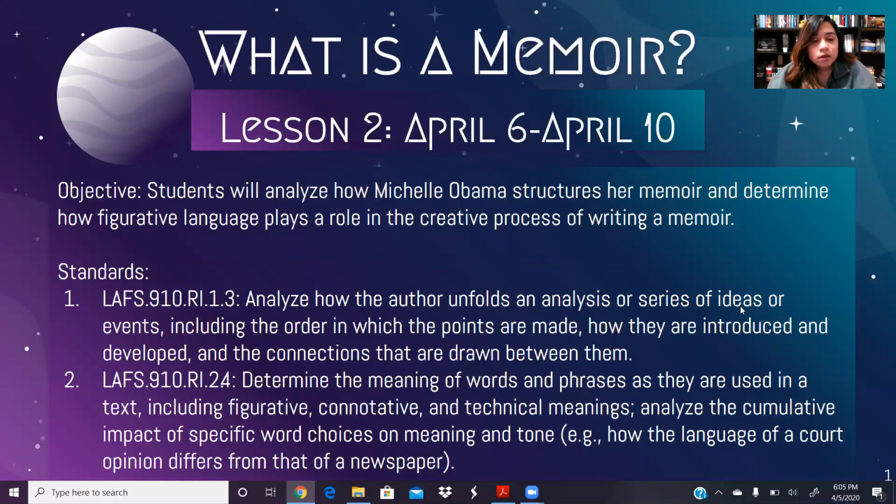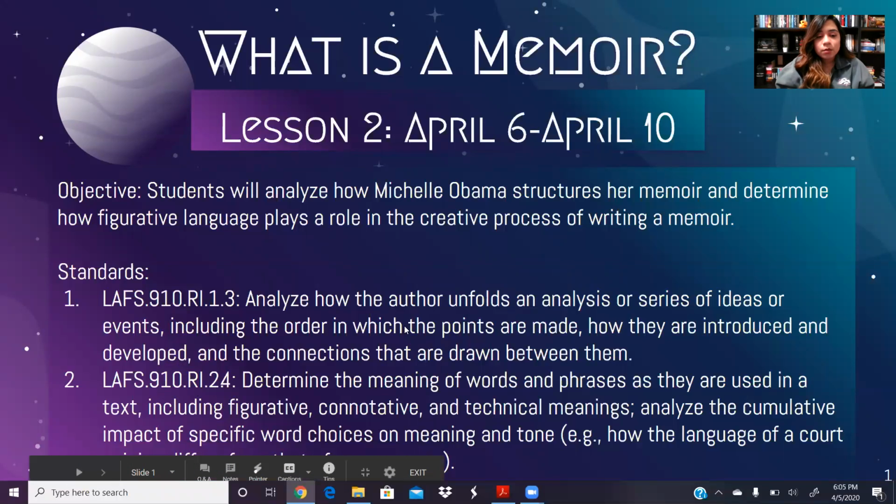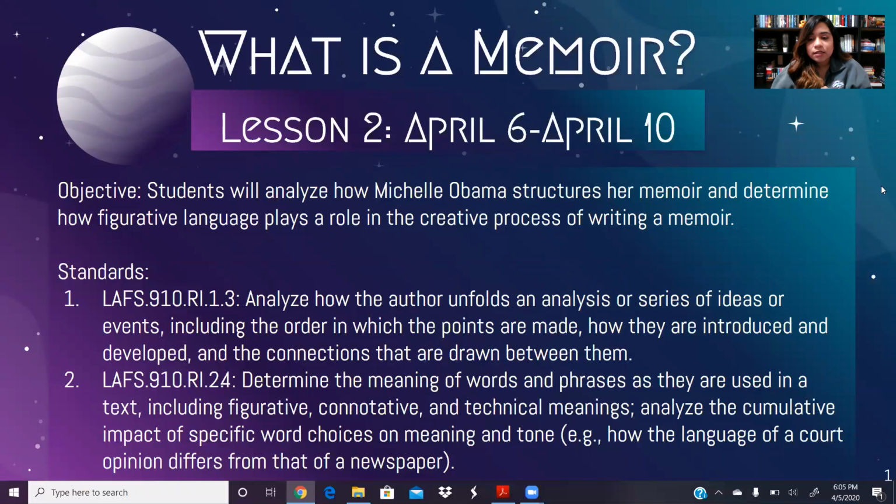Today, we are going to focus on figurative language and how that plays a role in the creative process of writing a memoir, because next week, you will be writing your own memoir. So today, we're focusing on standard LAFS 910 RI 2.4. It's this one down here, the second one, and we're going to determine the meaning of words and phrases and how they're used in the text, including figurative meaning, connotative, and technical meanings, and how all of that impacts the words and the tone of the text.